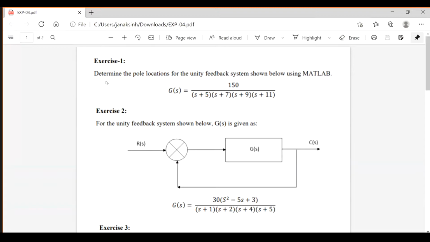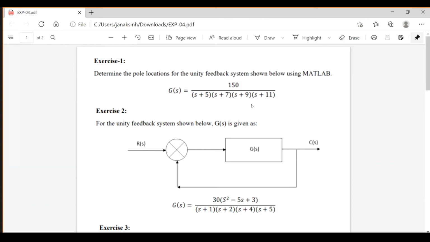So basically, coming to the first question, we have to determine the pole location for a unity feedback system by using MATLAB. Here we are given a transfer function as 150 upon (s plus 5)(s plus 7)(s plus 9)(s plus 11). So 150 is the numerator and (s plus 5)(s plus 7)(s plus 9)(s plus 11) is the denominator over here. So we'll find the zero and pole location for this.